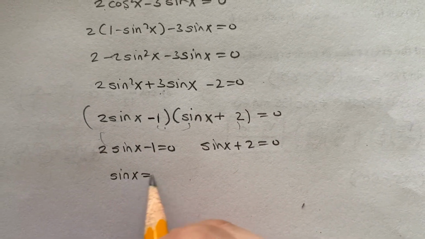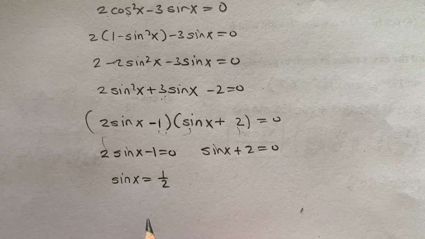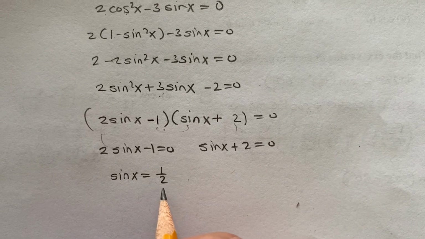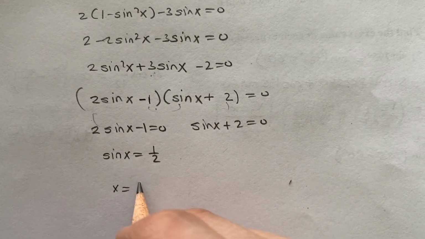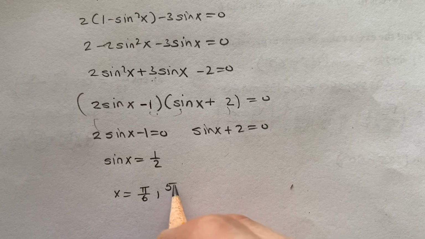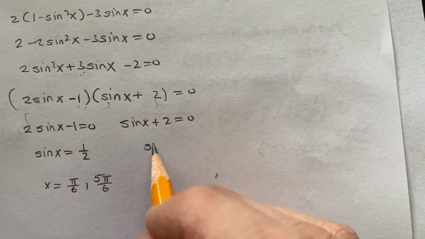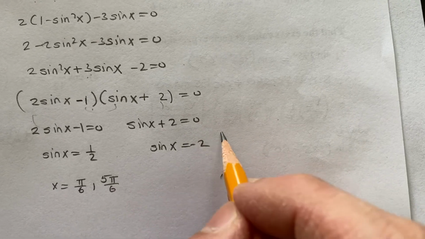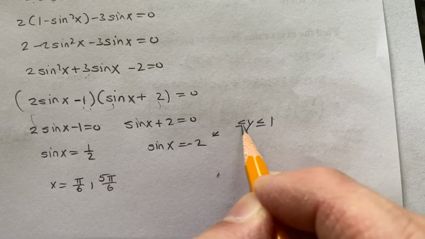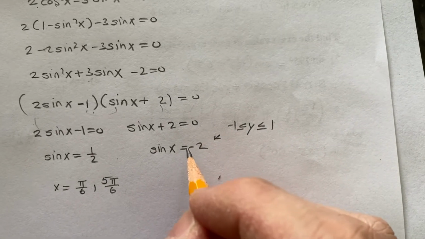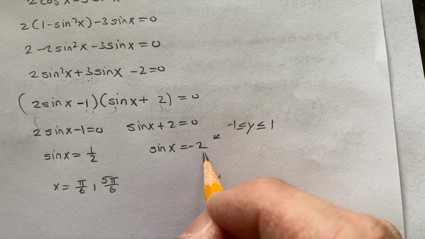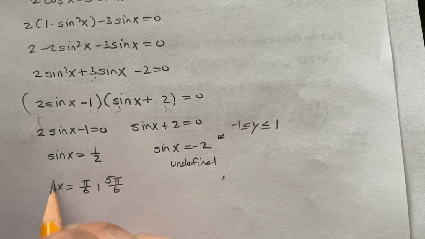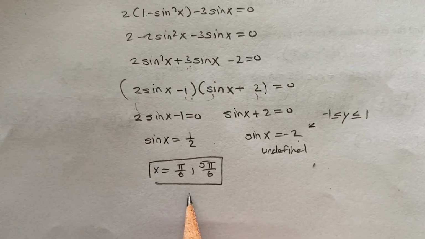So from this equation, you're going to get sine x is equal to 1/2. And where is sine 1/2? Well, it's positive in quadrant 1 and 2. You're going to get 2 x values of pi over 6 and 5 pi over 6. And over here, sine of x is equal to negative 2. Remember, this value needs to be between 1 and negative 1, right? So there is no sine whose ratio, whose y value is negative 2 on the unit circle, right? So this one's undefined. So your only answers in this problem are pi over 6 and 5 pi over 6.